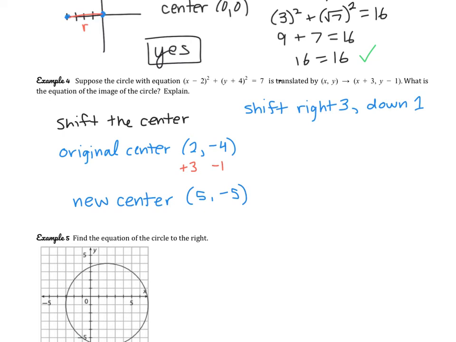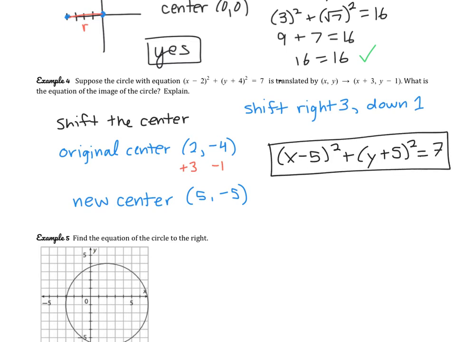So all we need to do now is simply rewrite our equation, keeping the same r squared value, but changing our center. So our new equation would be (x minus 5) squared plus (y plus 5) squared equals 7. Again, we didn't stretch or shrink our circle, we only shifted it, which is why our r squared value did not change.